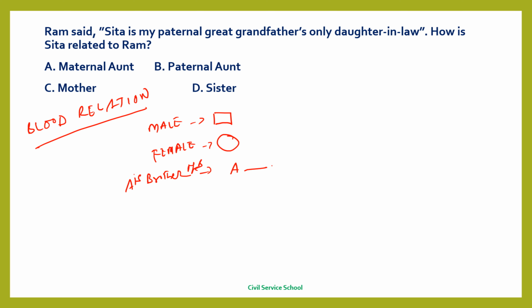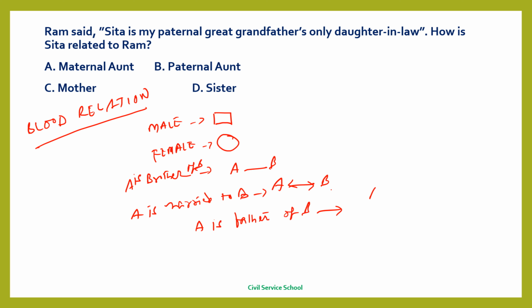Then use this symbol. Suppose A is married to B. Then use this symbol. And suppose A is father of B. Then use this symbol. Suppose C is daughter of B. Then just use this hierarchy. C is female, so just give this symbol. And C is daughter of B, that doesn't mean that B is a father or mother. We can't identify the gender of B. So just don't encircle or square it.